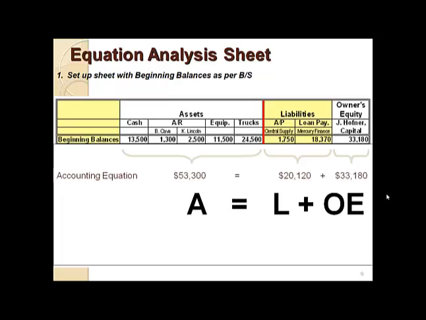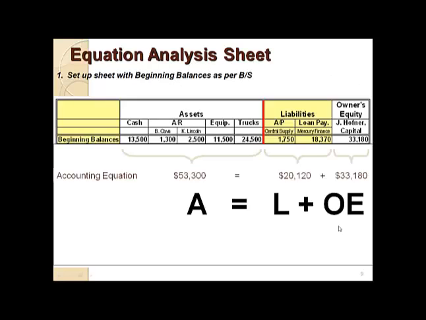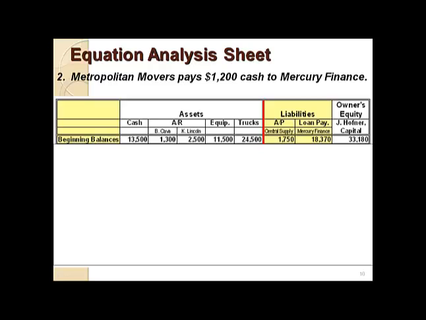Now that we know that we are in balance, we could begin by recording our first transaction. So our first transaction here says Metropolitan Movers pays $1,200 cash to Mercury Finance. In this transaction, we are taking cash and we're giving it to one of our creditors. This will decrease our cash account and it will also decrease the amount of money that we owe to Mercury Finance. Our transaction will be recorded as such.